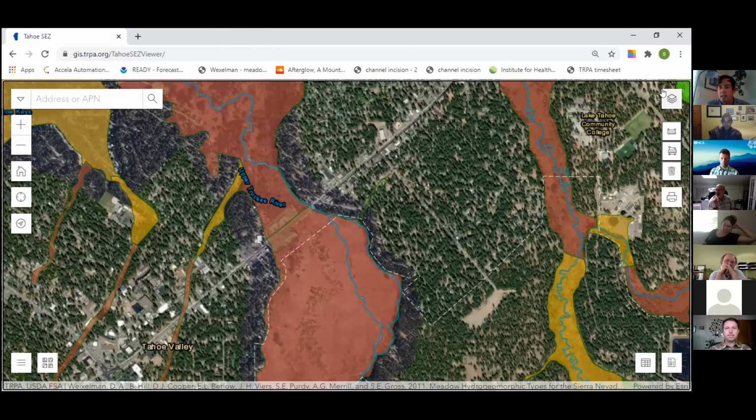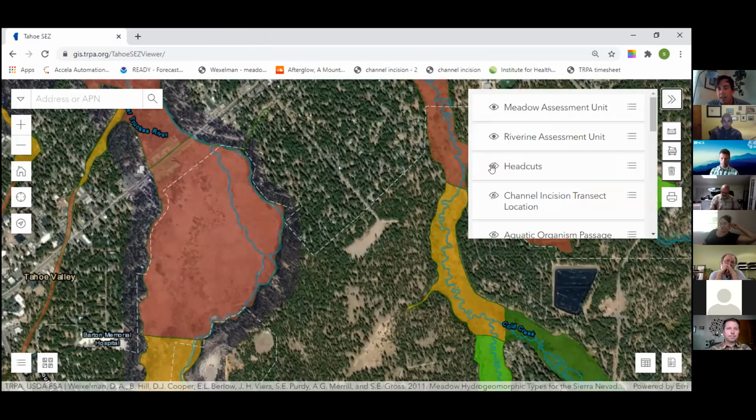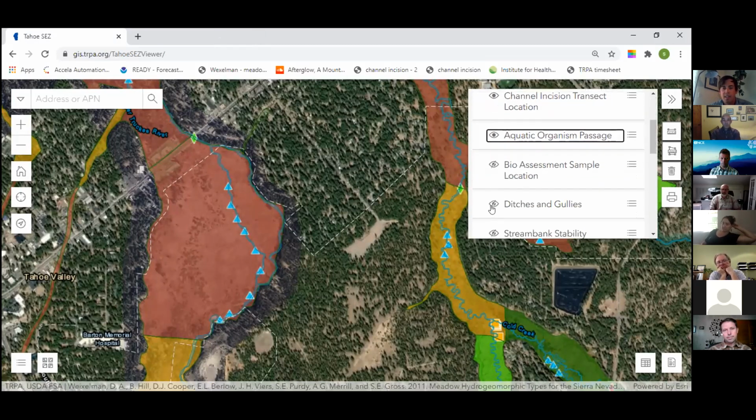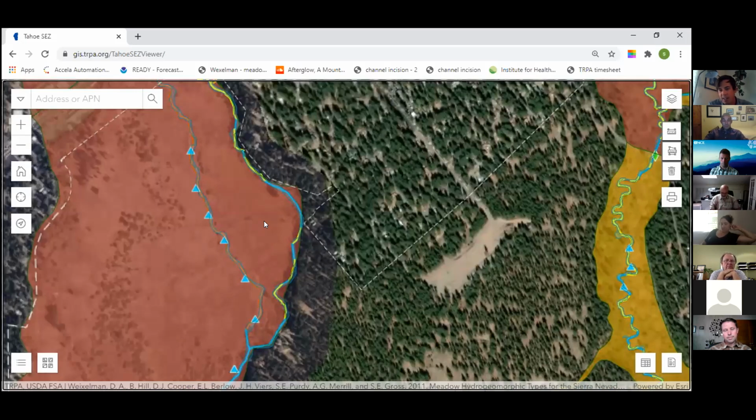Another cool thing is if you want to turn on other layers, you can turn on things like where all the head cuts in the basin are. You just turn on that layer and look, a bunch of head cuts pop up over here. If you want to see where the incision locations were measured, you can see it right there. Where the passable or impassable culverts are, they're right there. Ditches and gullies, that layer turns on. Stream bank stability, we can look at where eroded stream banks are and where stable stream banks are. So you can really either look at it from a very broad view or you can get really detailed.